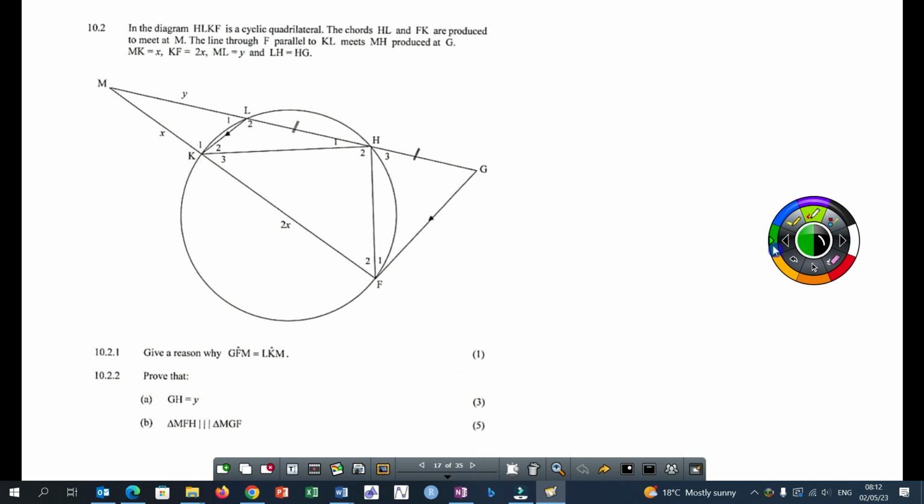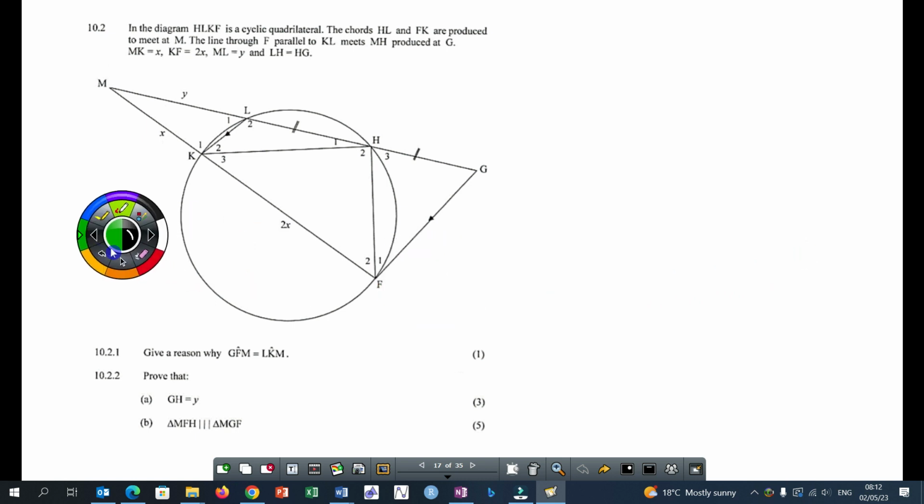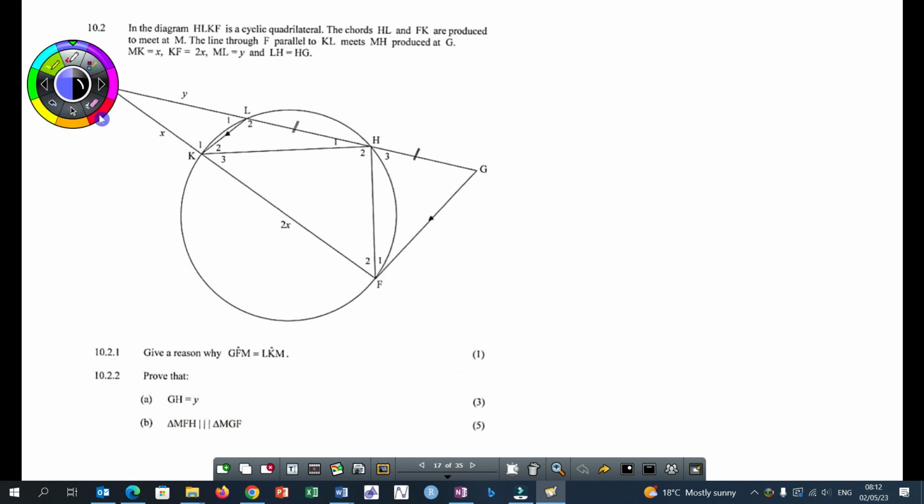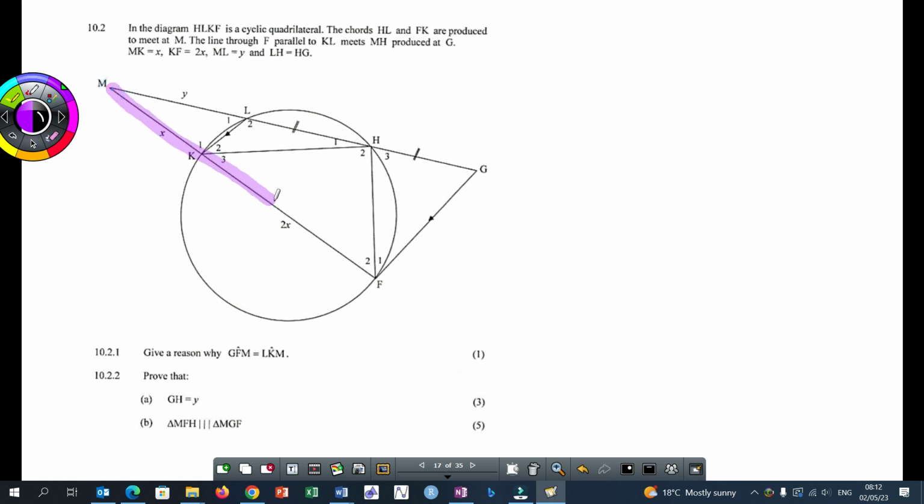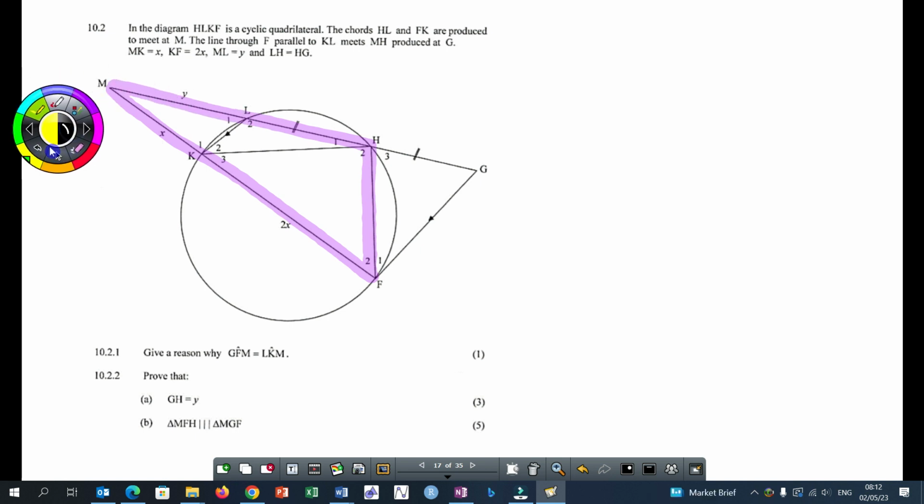So here we have triangle MFH. It's always better to have a highlighter. So we've got MFH, this triangle here. And then we also have MGF. MGF is the bigger one. So those are the two triangles.